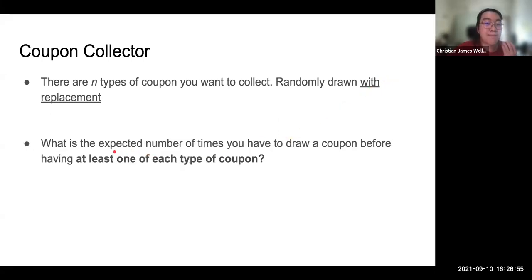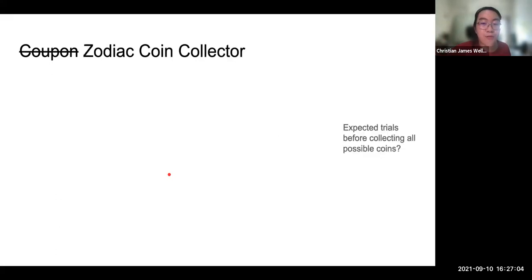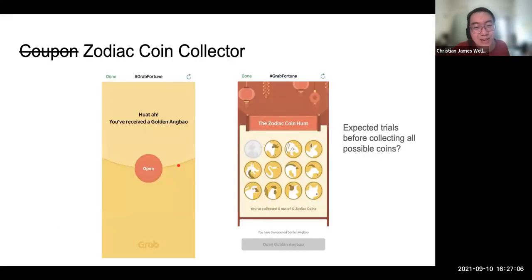Okay, so what is the expected number of times you have to keep trying before you have at least one of each type of coupon? Okay, so for example, I don't know if you guys use GrabPay.